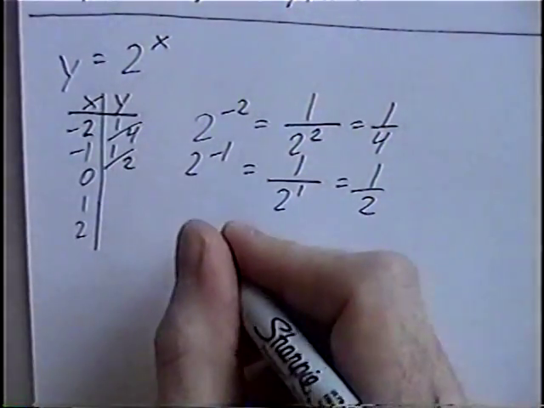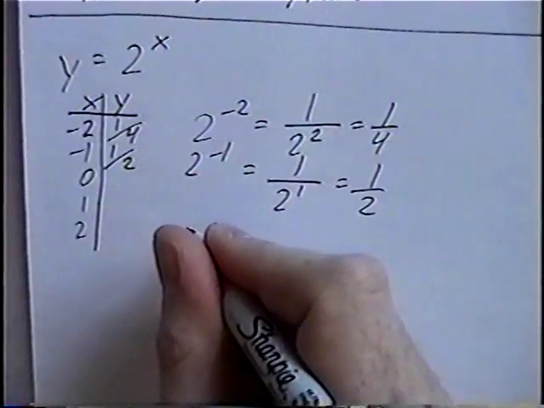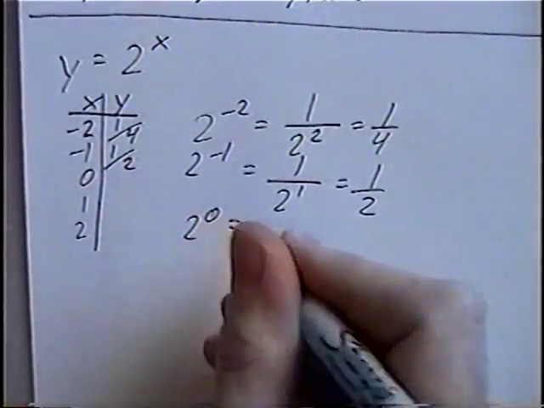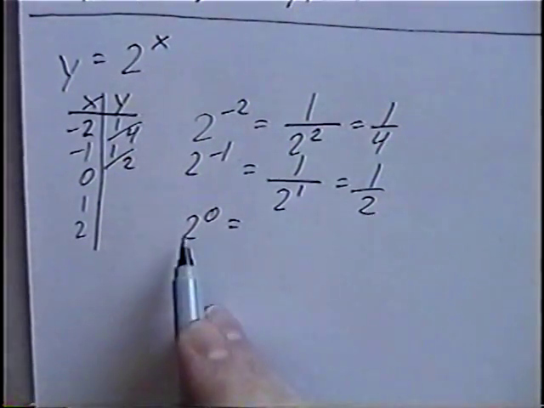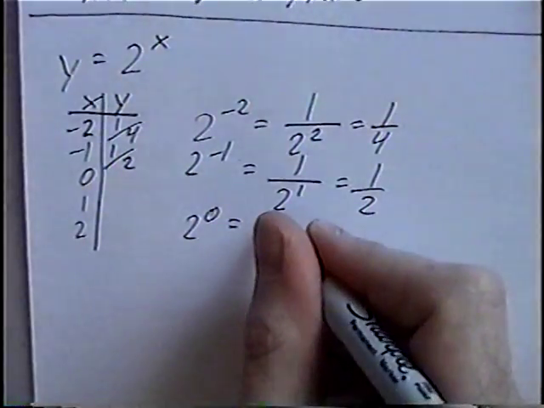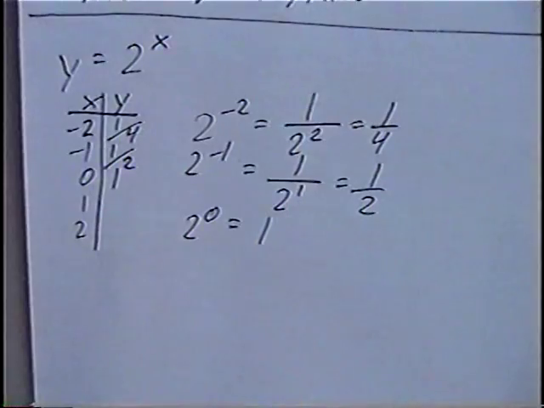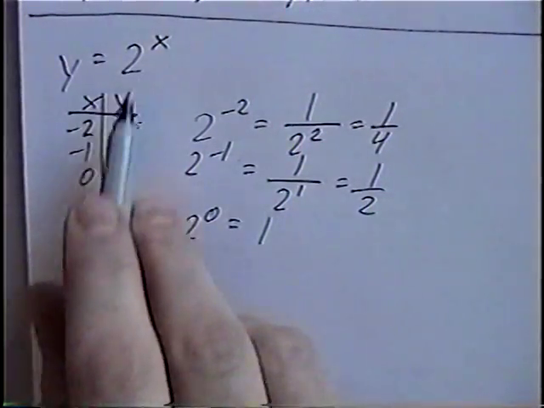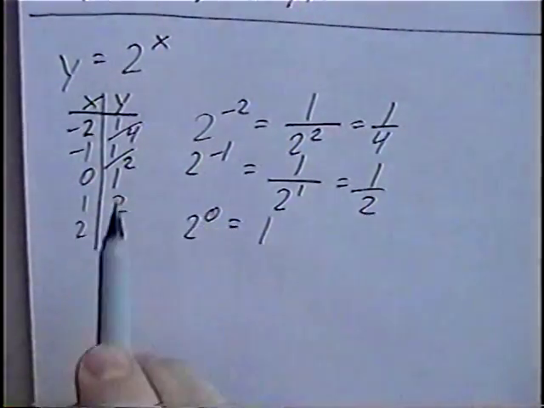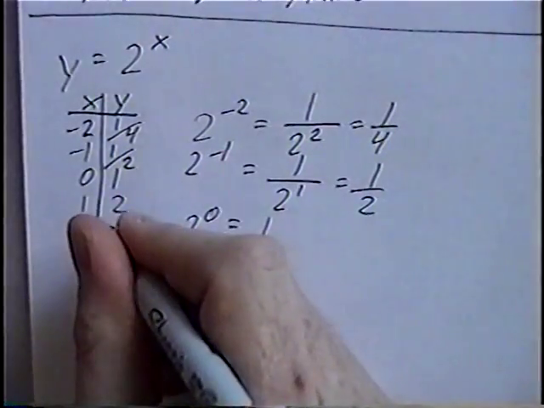You plug a 0 in, 2 to the 0 power. By definition, any number to the 0 power would just be 1. So we'd have 0, 1 as our point. 2 to the first power would just be 2, and 2 squared would be 4.